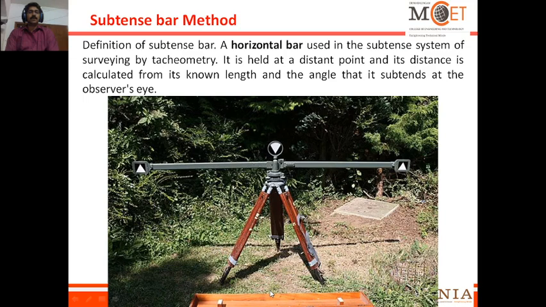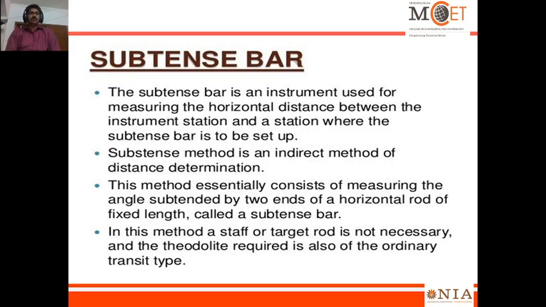So it forms a triangle such that the center line forms the exact right angle triangle, and with the known distance and the angle I can get the horizontal distance between the instrument station and the point I require, right? This is the methodology adopted. This is an instrument used for measuring the horizontal distance between the instrument station and a station where the subtense bar is to be set up. The subtense method is an indirect method of distance determination.